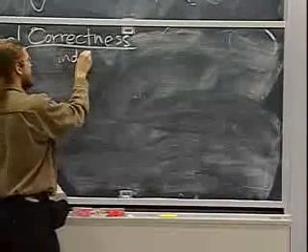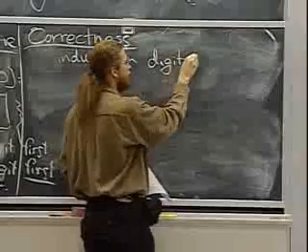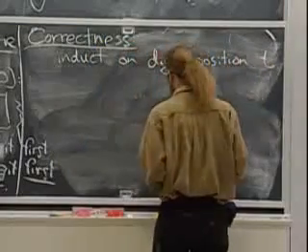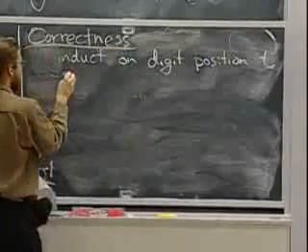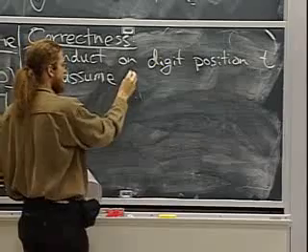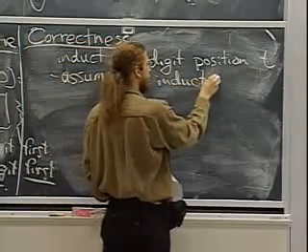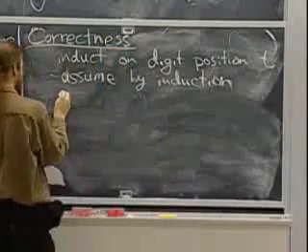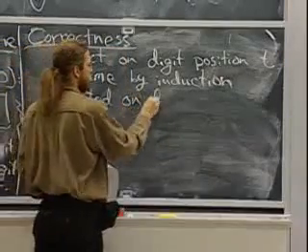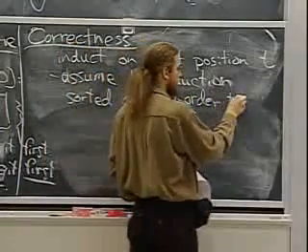Correctness is easy. We just induct on the digit position that we're currently sorting. So let's call that T. And we can assume by induction that it's sorted beyond digit T. This is our induction hypothesis. So we assume that we're sorted on the low order T minus 1 digits.